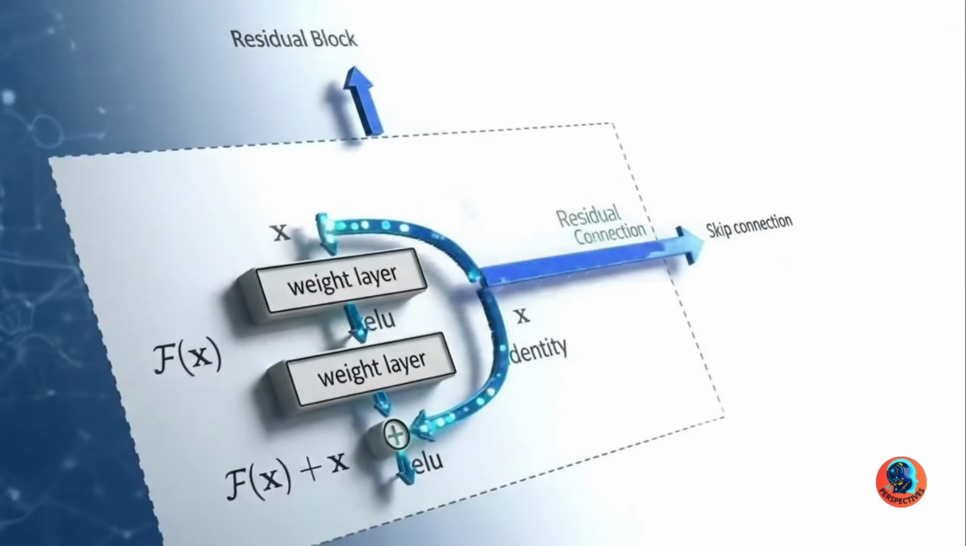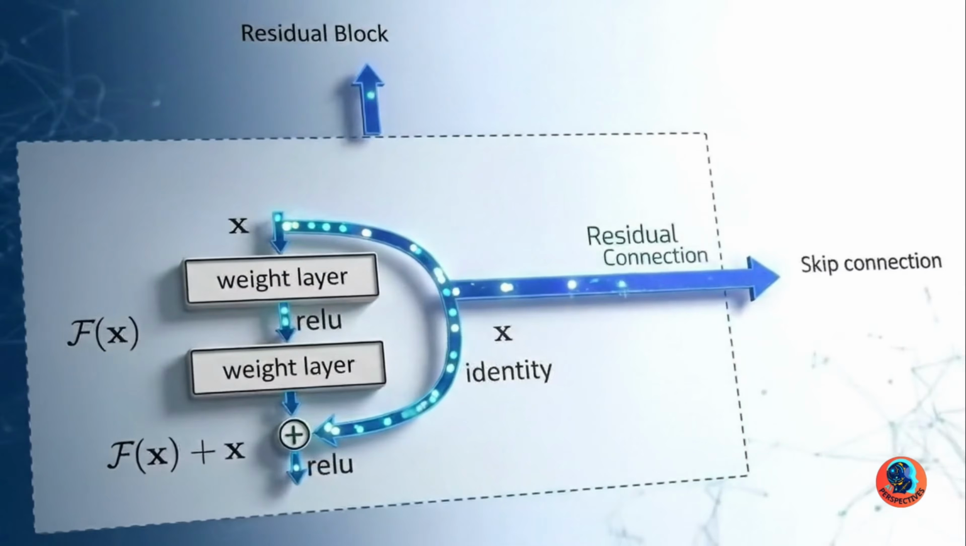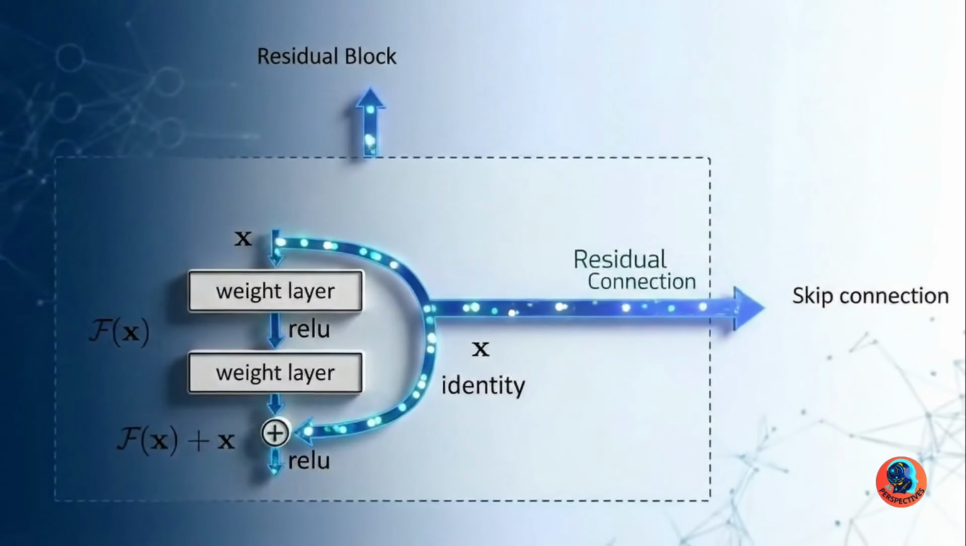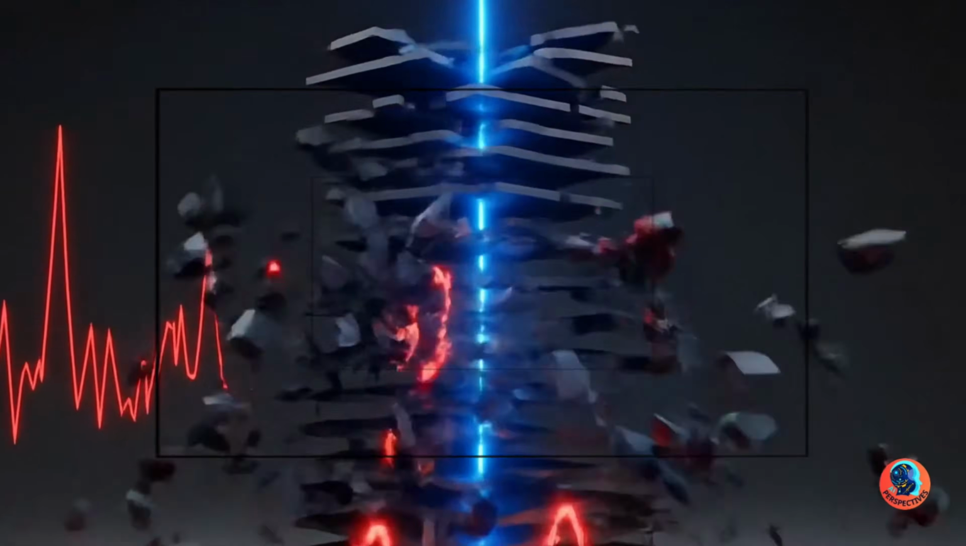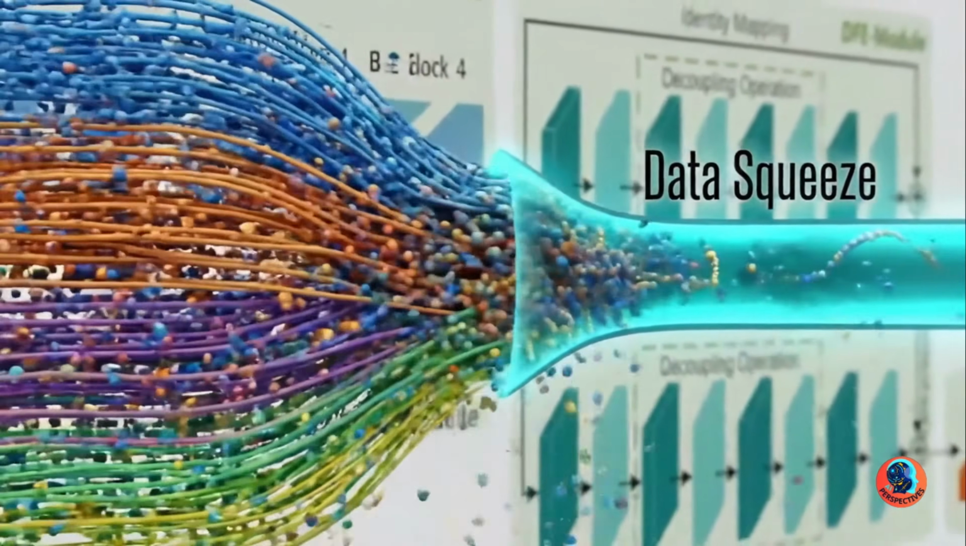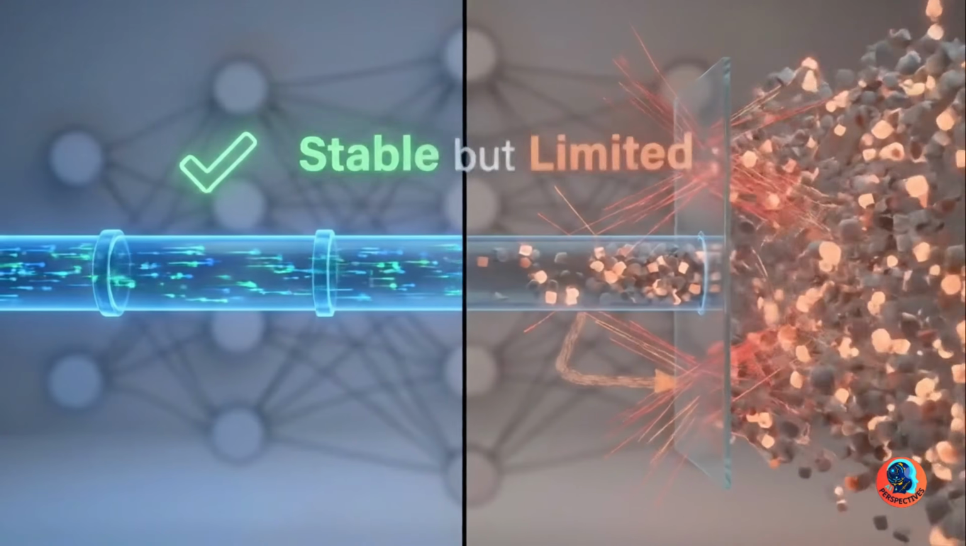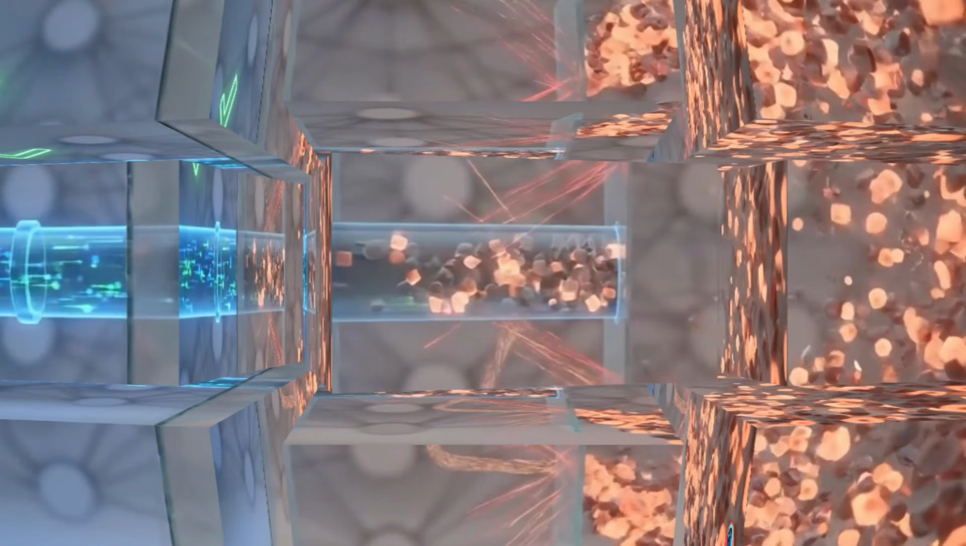At the heart of modern AI lies something called a residual connection. Picture it like a shortcut that lets information skip ahead in the network. This shortcut was a lifesaver that stopped training from collapsing as models got deeper. But here's the catch. It made all the data squeeze through one narrow tunnel. It kept things stable, but also limited how much information could flow around inside the model.